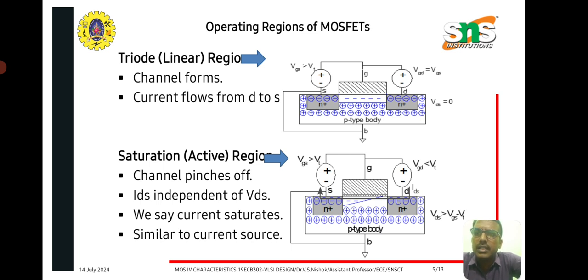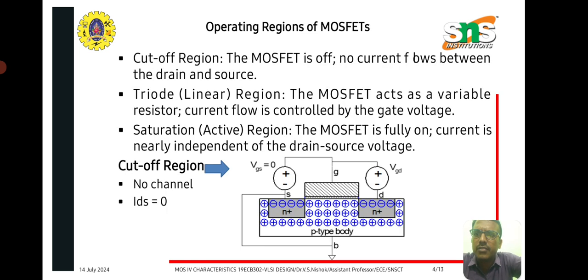Similarly, coming to the saturation region, otherwise called the active region, here the channel starts to pinch off. Based on deviations of several parameters, the channel starts to reduce, based on the drain current maybe. So if the drain current keeps on increasing, the channel starts to reduce. If the channel is reduced, then the flow of current also will be affected.